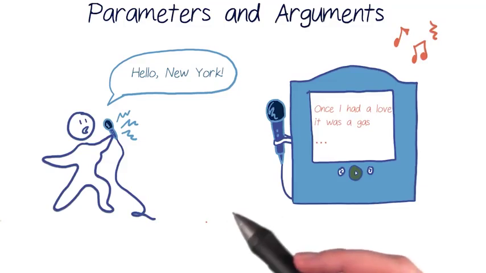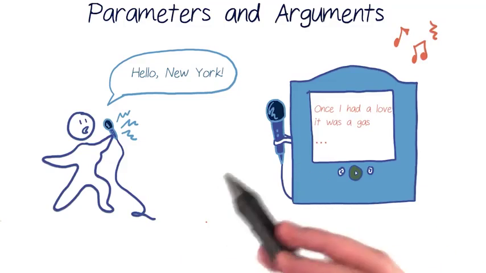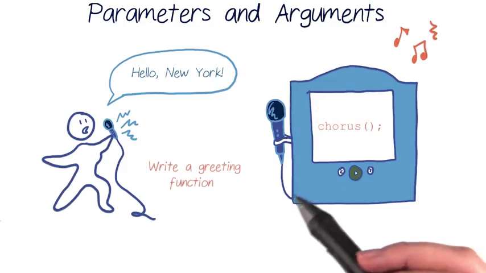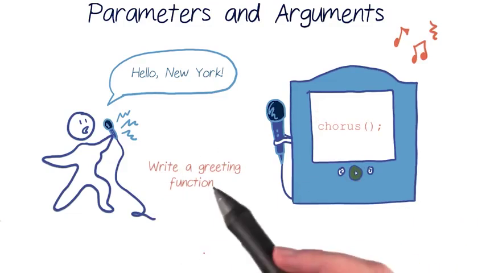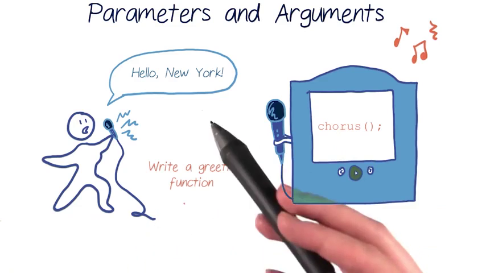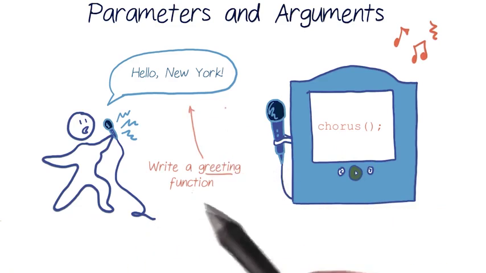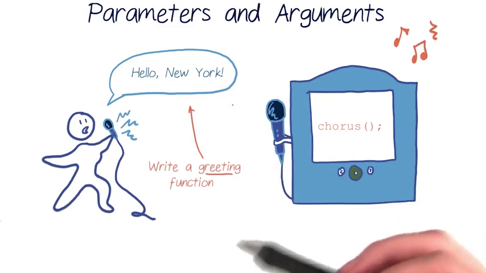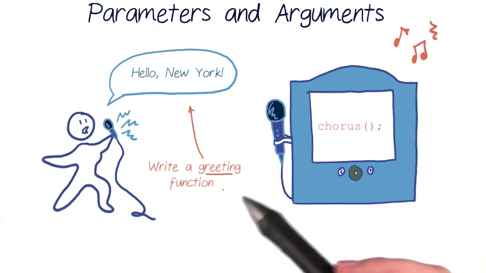So we've been working on our karaoke program and can have it print out songs and choruses pretty easily. But now we want to improve our code by including a greeting at the beginning of each song. When musicians are on tour, they'll often say hello to each city or place they perform in. They'll say hello New York or hello Mexico City, and that's what we want our greeting function to do.